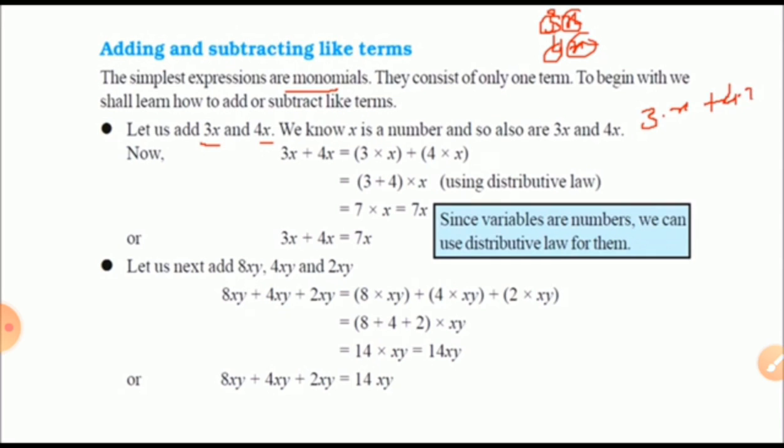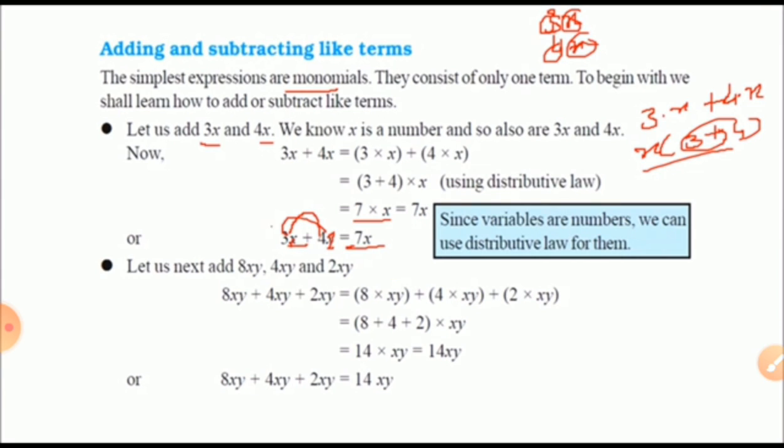So 3x plus 4x is equal to 7x. Directly you can say, no need to take out the x common. Same way, 8xy, 4xy and 2xy. No problem, beta. 8 plus 4 plus 2 will give us 14. So 14xy is the answer.